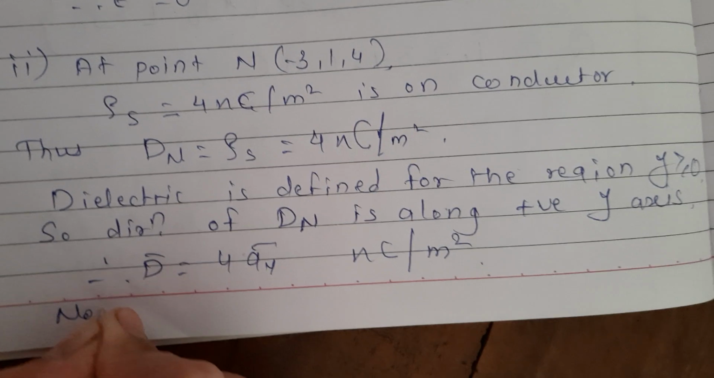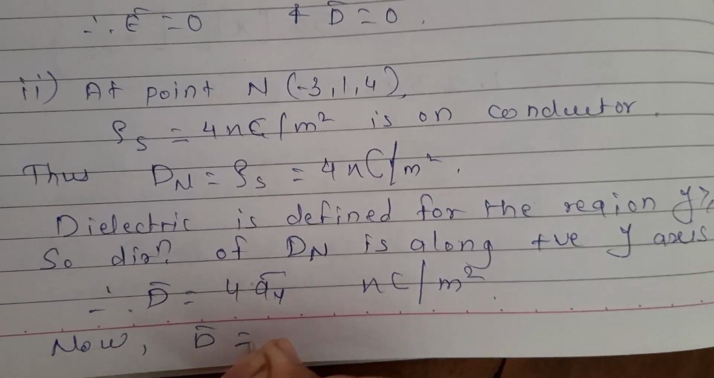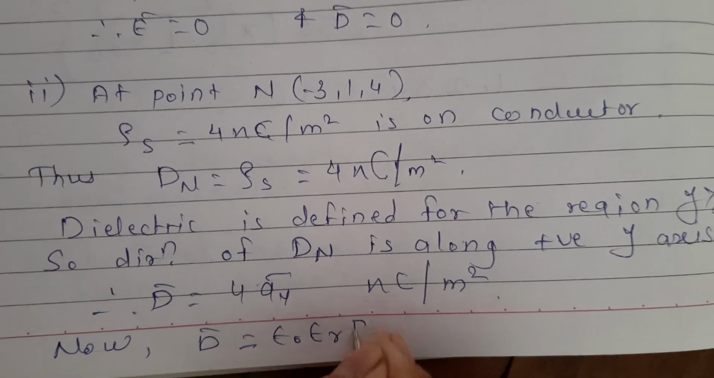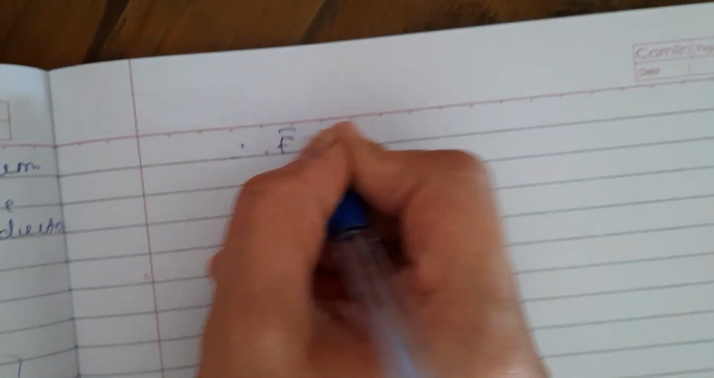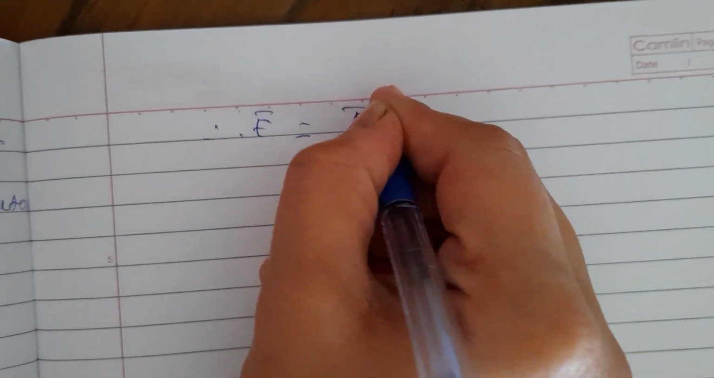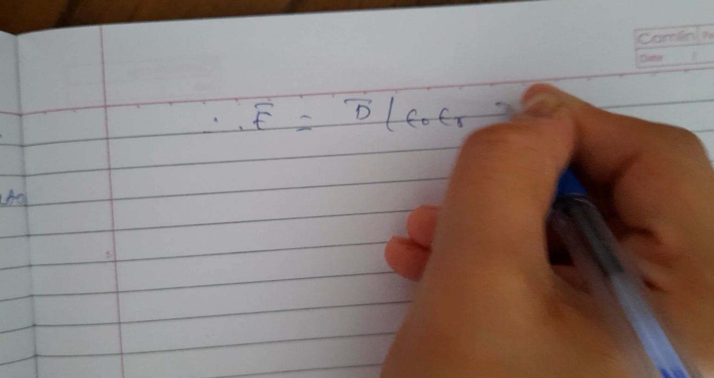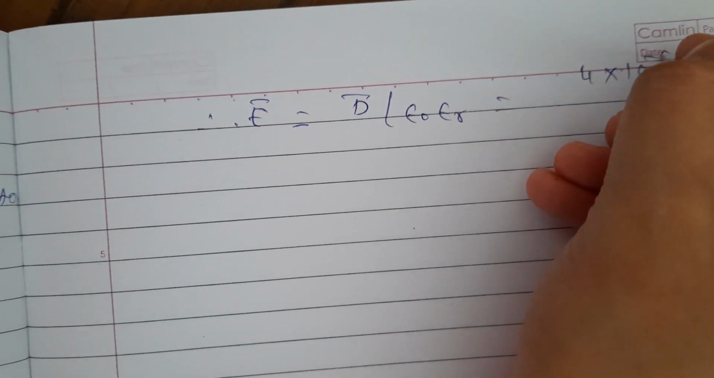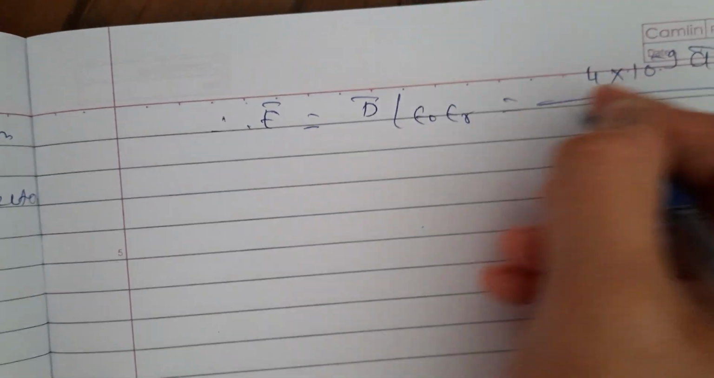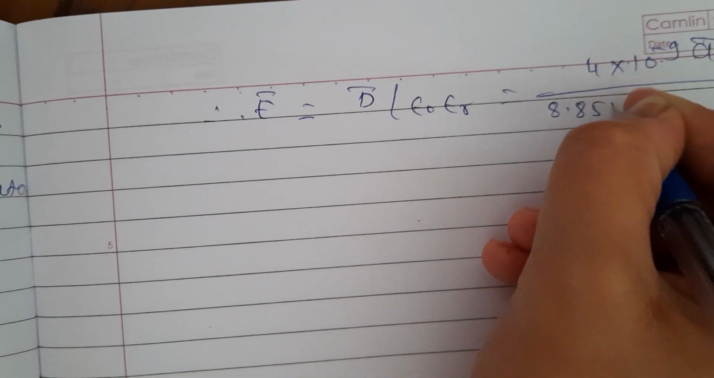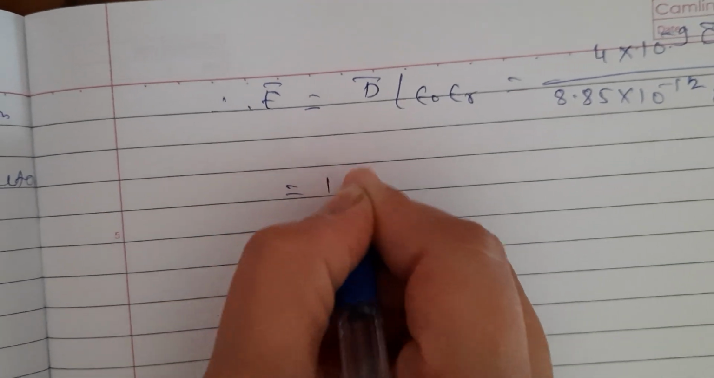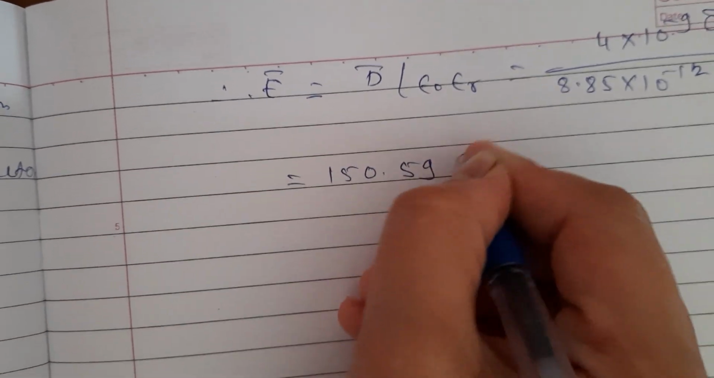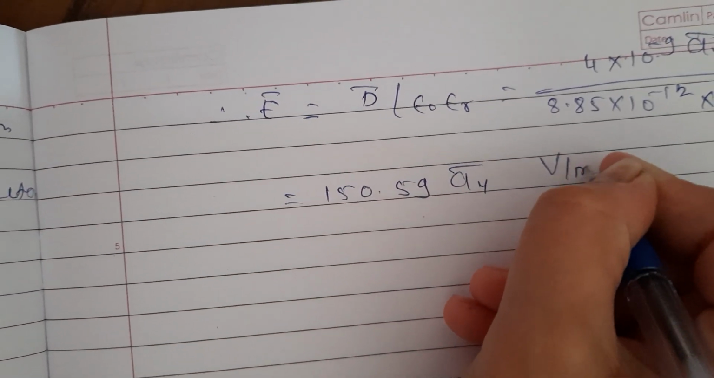Now what is E bar? D bar is equal to epsilon 0 epsilon r E bar. So we can write this equation as E bar is equal to D bar divided by epsilon 0 epsilon r. It is 4 into 10 raised to minus 9 ay bar, into 3. So it is 150.59 ay bar volt per meter.